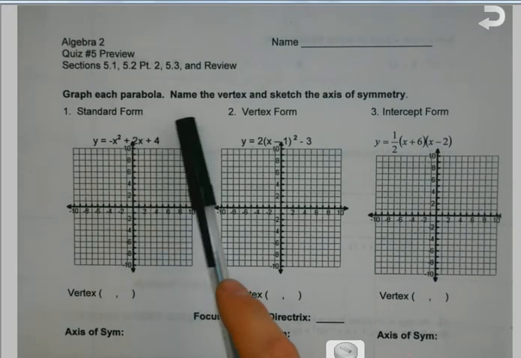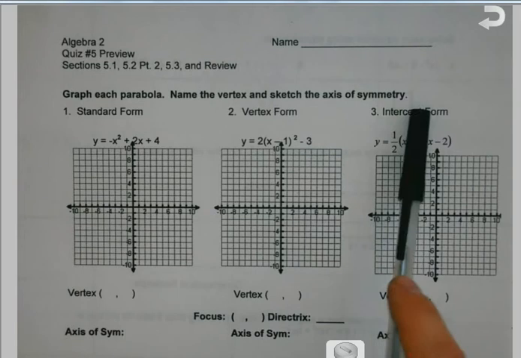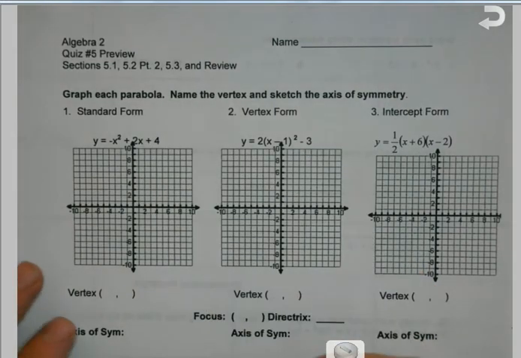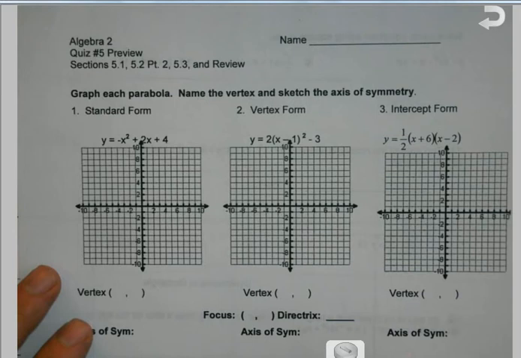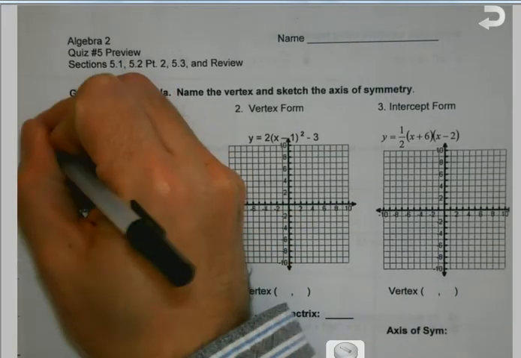Graphing each parabola, name the vertex, and sketch the axis of symmetry. Okay, we have one in each of the three types of forms. When I'm going with standard form to find my vertex, now I could try to type this into my graphing calculator, get lucky, hope to find the symmetry while I'm scaling up and down in my chart, and do it that way, but there's a much better way.